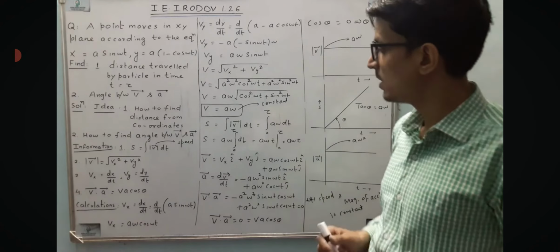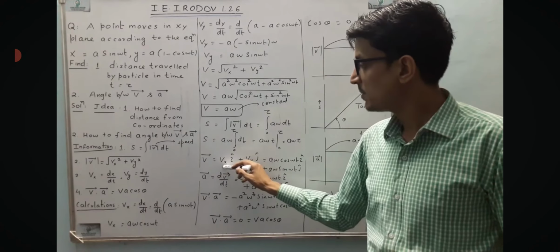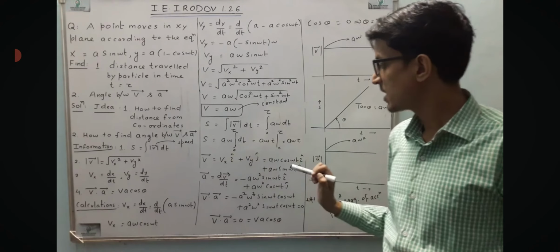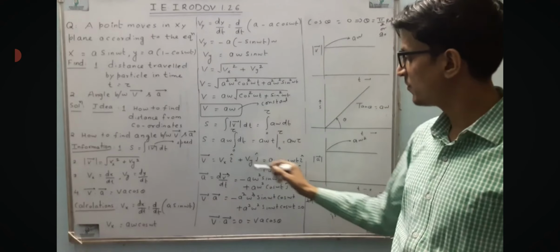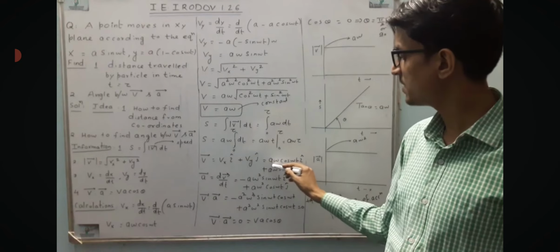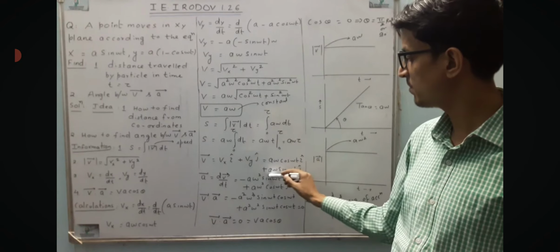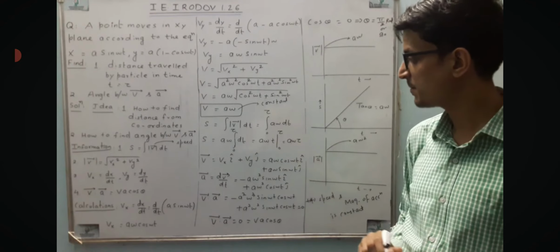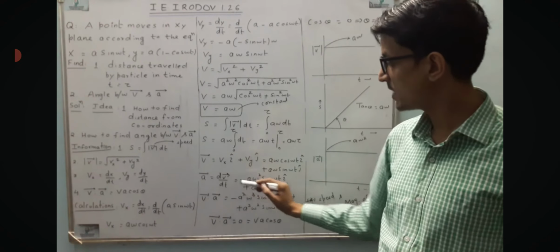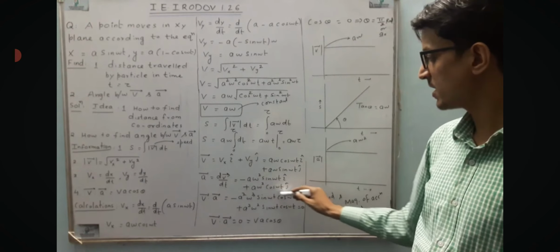Third, the velocity vector can be written as vx i cap plus vy j cap. Substituting the values of vx and vy, we can write it as a omega cos omega t i cap plus a omega sin omega t j cap. Acceleration is dv by dt, so we can differentiate it, and this will be the result.